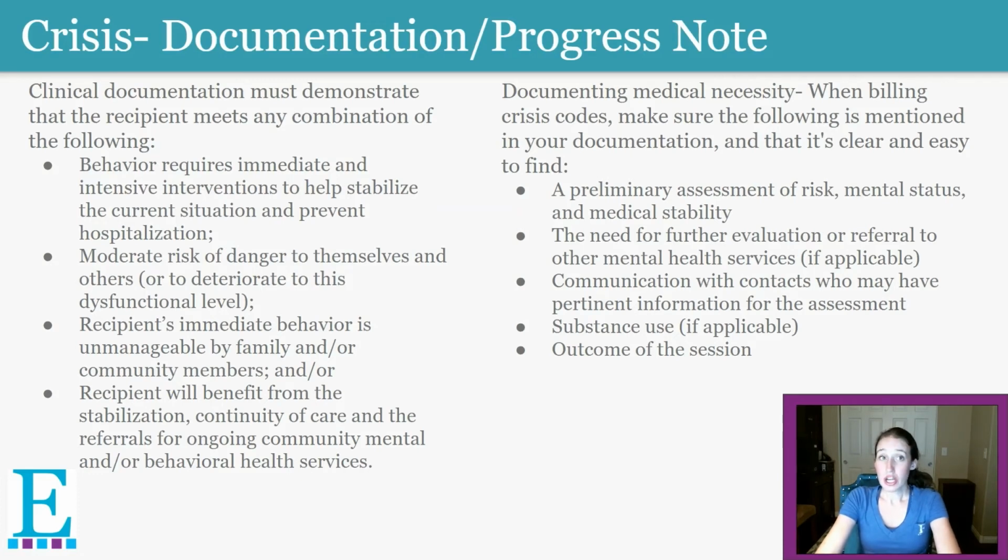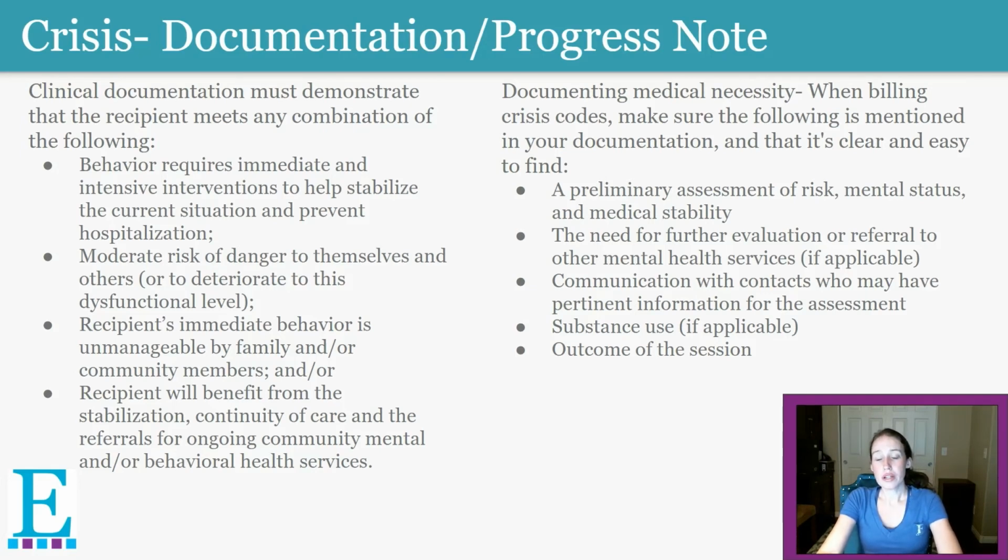If you have a crisis, you are also documenting this in a typical progress note, but you have to put specific things in that note. You have to be showing that their behavior needed that immediate intervention in order to prevent hospitalization, that they were at a risk of danger to themselves, their behavior was unmanageable by just their family or other community members, and they needed some sort of stabilization or maybe ongoing other services. That is Medicaid guidelines. So just generally, you always want to be documenting medical necessity, but especially if you're going to be billing for a crisis.